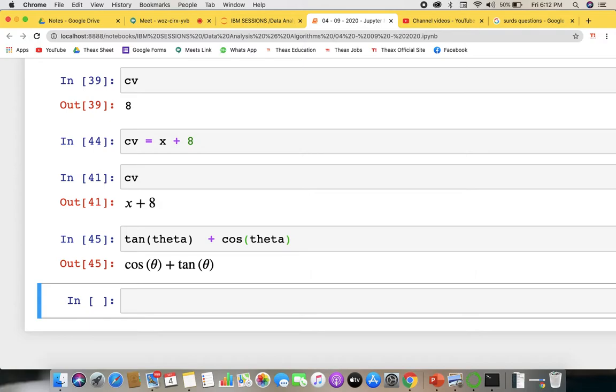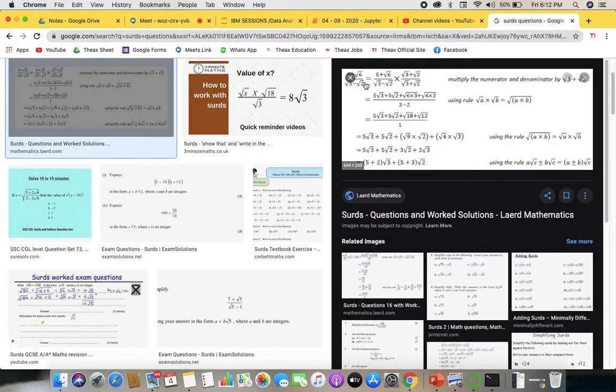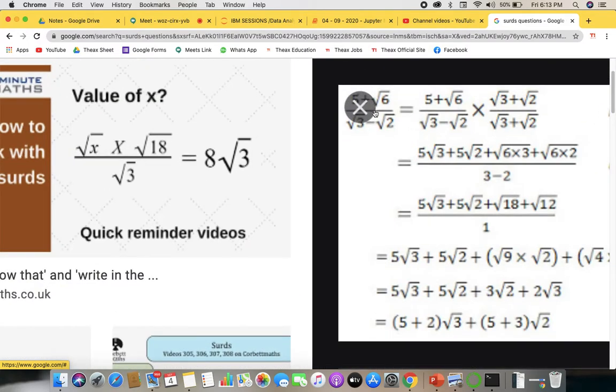So what should be done there when we don't want to find the equations, we just want to print it as an expression of what we see here? Got my point? Okay. So what is written here? 5 plus root 6 by root 3 minus root 2.